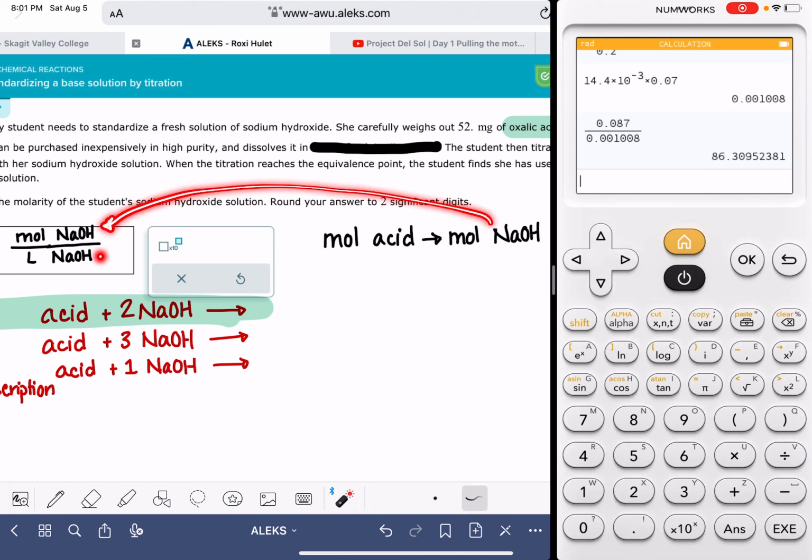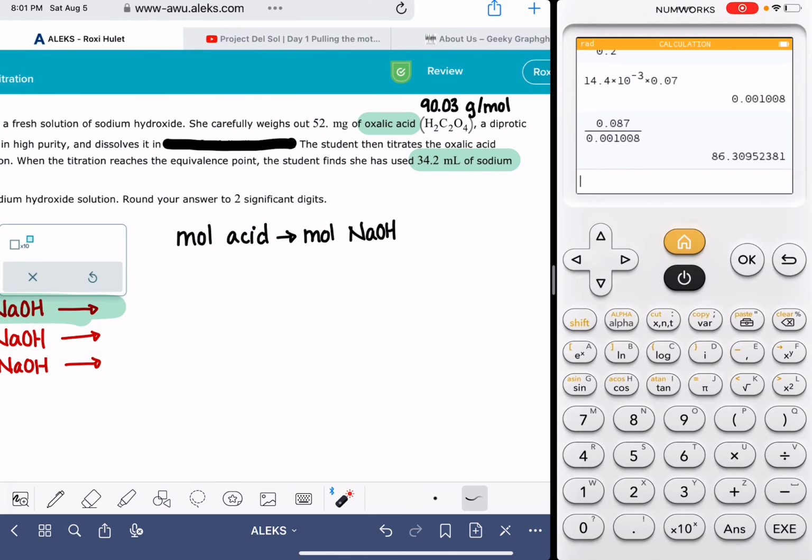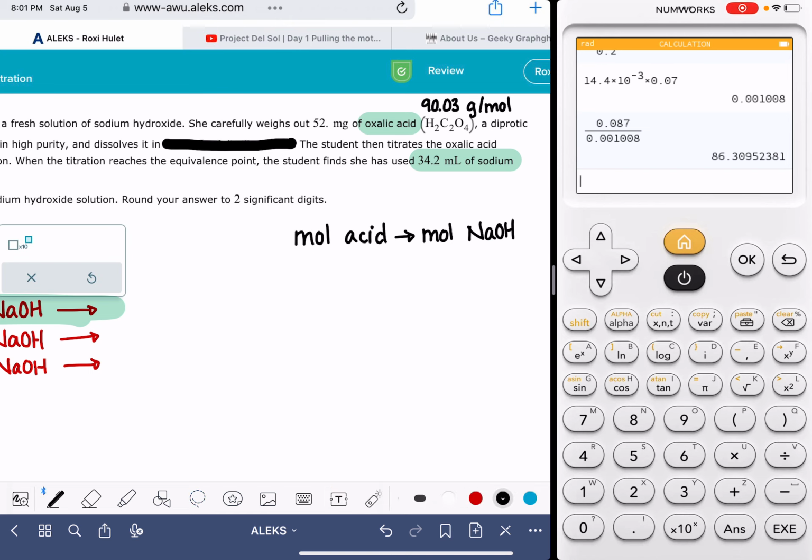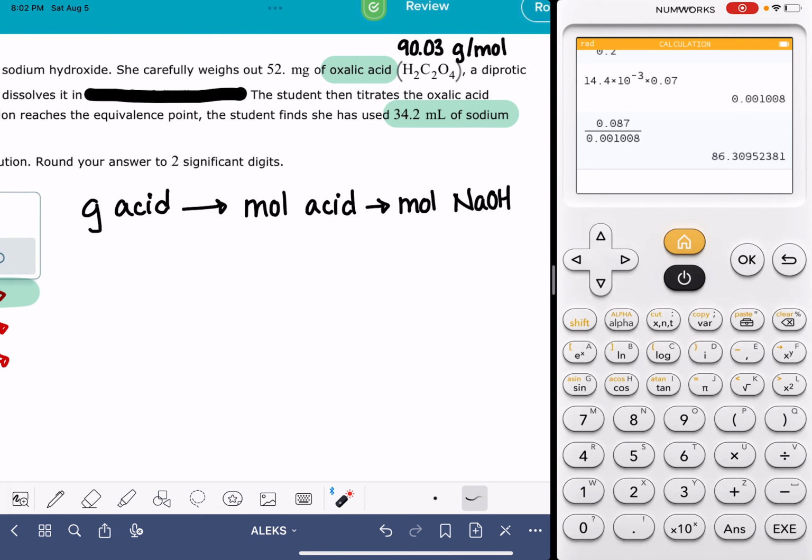Remember, we already know the liters, so this is just the last thing we need to figure out. ALEKS doesn't give us the moles of the acid directly, but it does give us the mass of the acid. So that just means we're going to take the grams of the acid provided to us in the problem. We're going to do a gram to mole conversion and then a mole to mole conversion, and then we'll be done. Now my problem is giving me units, starting me off with units of milligrams.